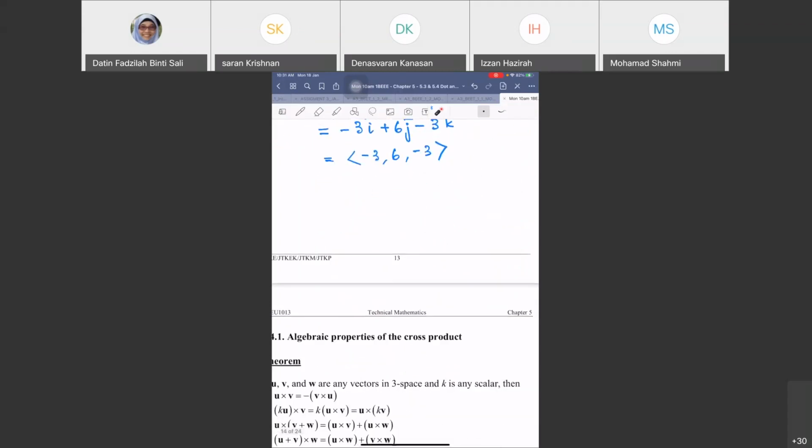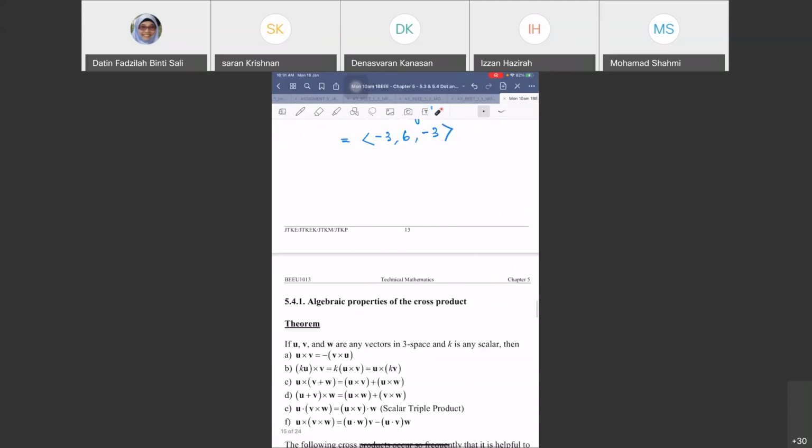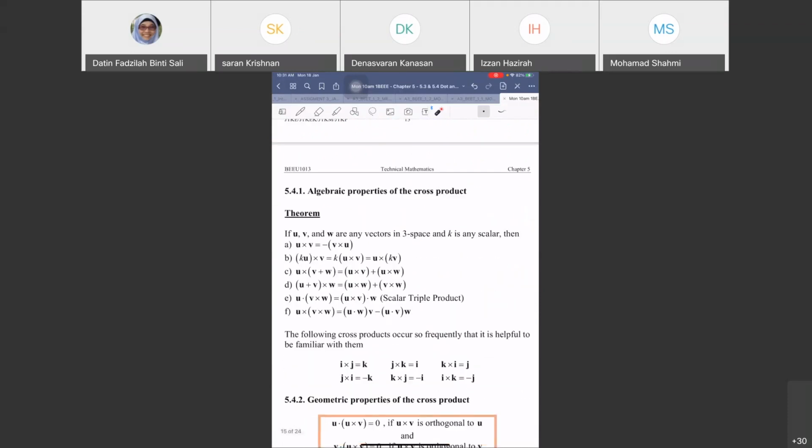Okay, and then you have also algebraic properties for the cross product. All this you can go through, you can look at from your book, everything is there. These are just properties. The first property is somewhat important also: u cross v equals minus v cross u.